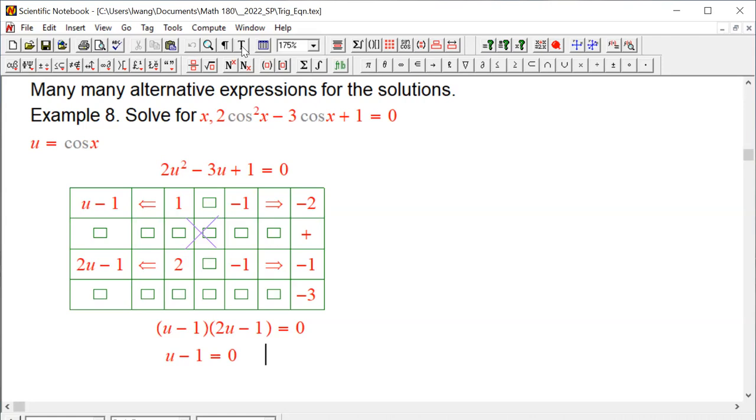Or 2u minus 1 equals 0. So we get two solutions for u. u equals 1 is one solution, and the other one is u equals half.